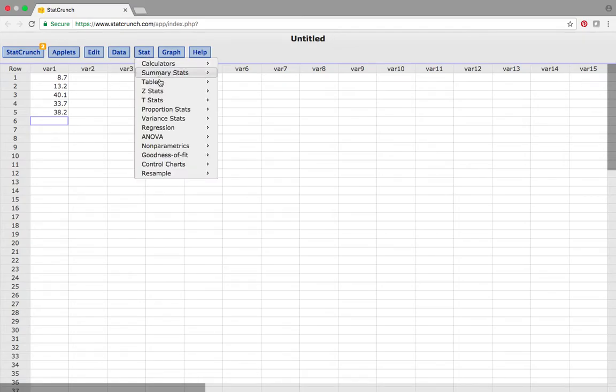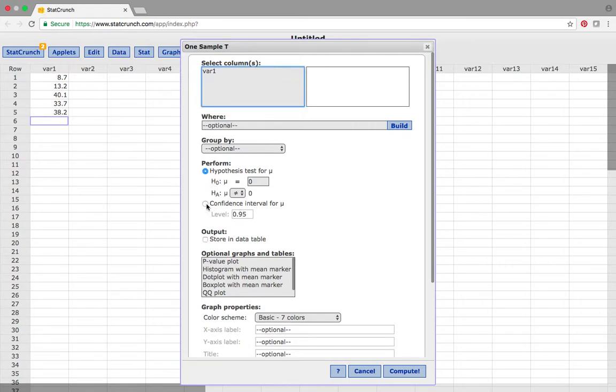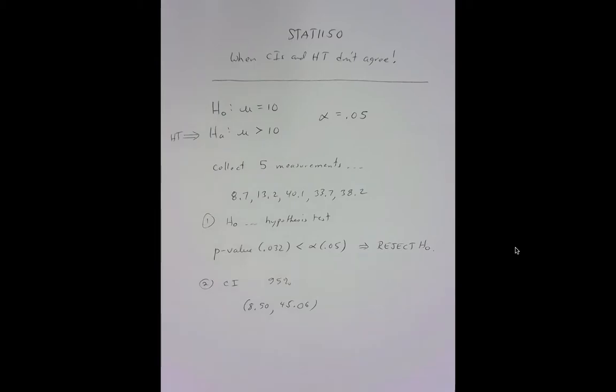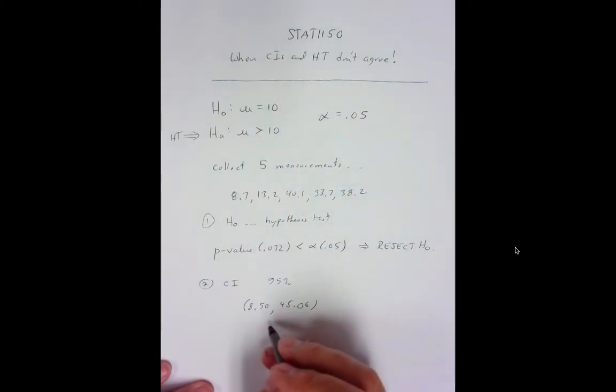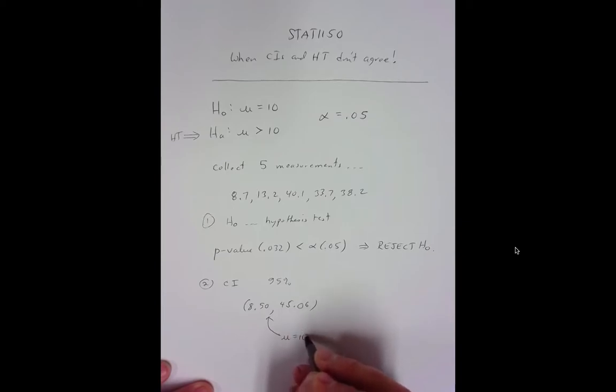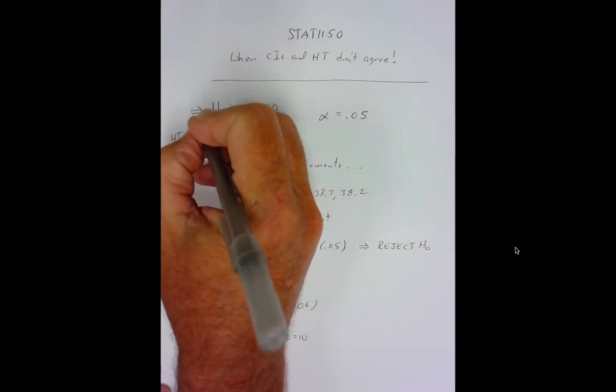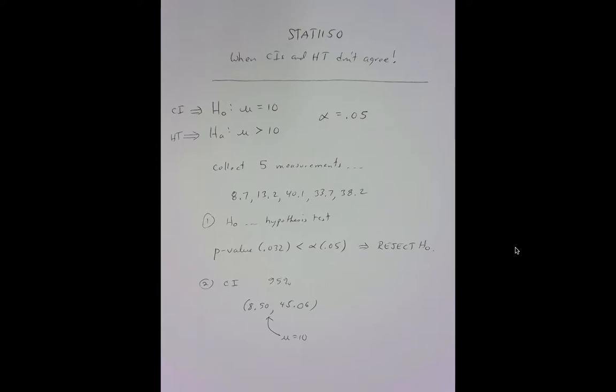So I'm going to conduct a confidence interval on t-stat, one sample with data. Confidence level 0.95, choose variable 1, and compute. Well, the confidence interval runs from 8.50 to 45.06. Notice what we're testing, 10, is contained in our interval, so the confidence interval result supports that mu is equal to 10. So we have a contradiction here, don't we?